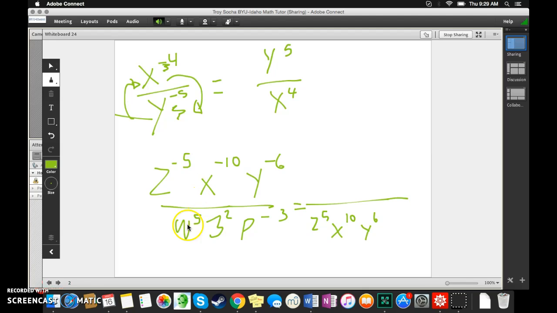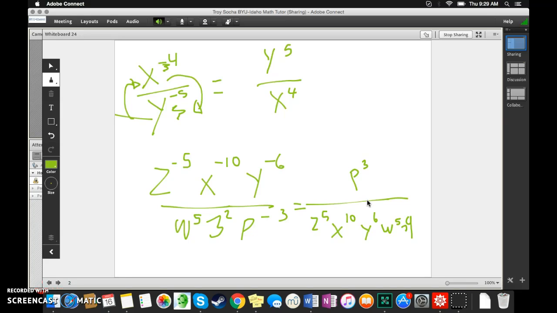So that's why we can put them in any order we want and it works out fine. Then I go to the bottom and I say w to the 5 because it's positive, 3 to the 2 which is 9, and then p to the negative 3, so that's going to come up to the top. So that's how this rule applies. It applies in ways like this, where we see it's growing, but each individual number is affected without affecting the numbers around it.